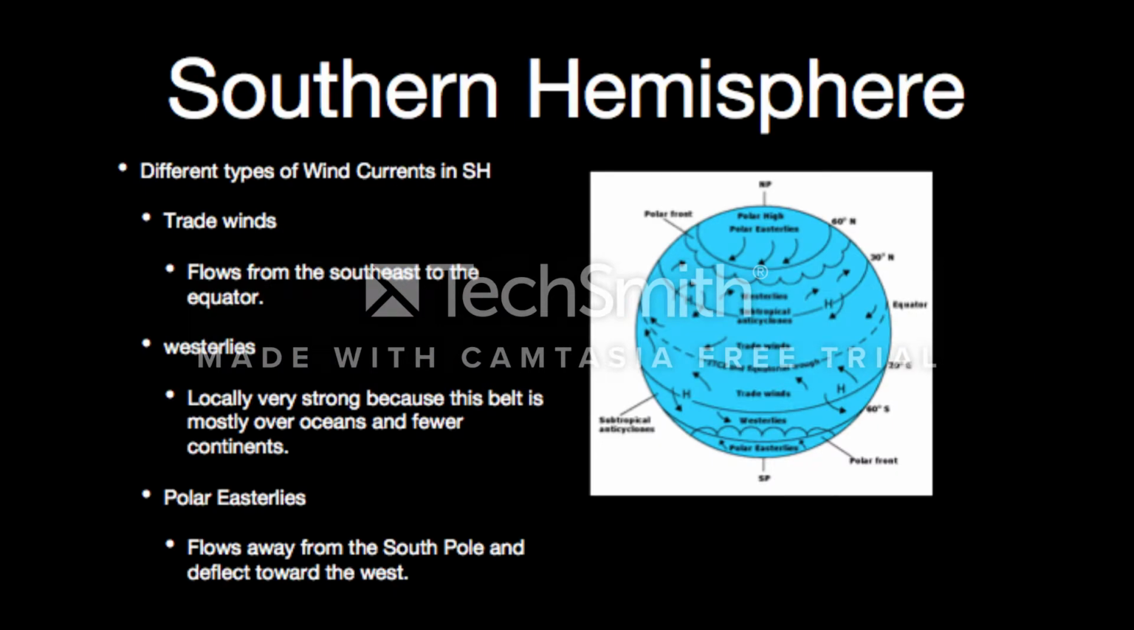The southern hemisphere's global wind currents reside in three separate sections, starting from the bottom of the equator going to the South Pole. Starting right below the equator are the global trade winds. These winds flow from the southeast up to the equator.